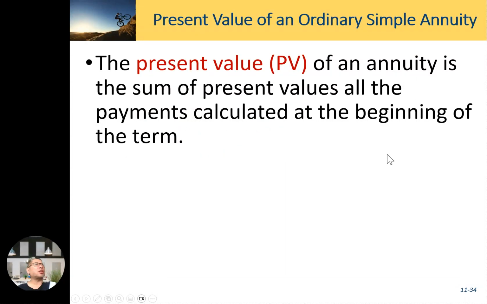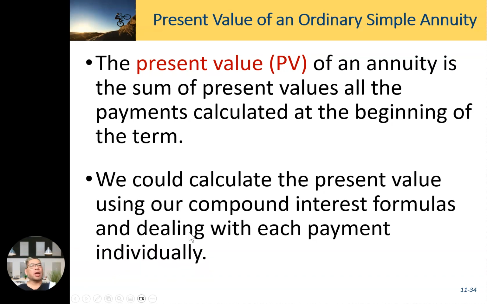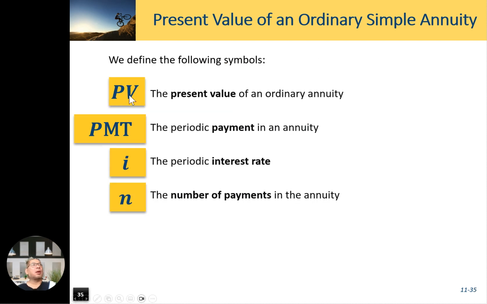Present value is the reverse. It's an annuity which is the sum of the present value of all the payments calculated at the beginning of the term. We could calculate present value using the compound interest formula and dealing with each payment individually. Present value of the annuity, and PMT, which is the periodic payment. I is the periodic interest rate, and n is the number of payments of the annuity.